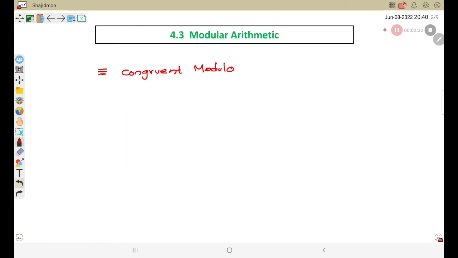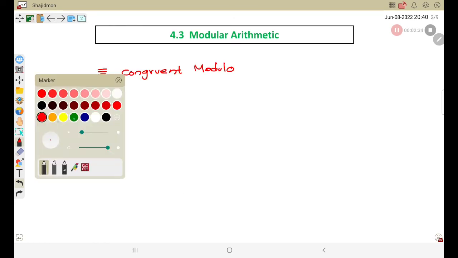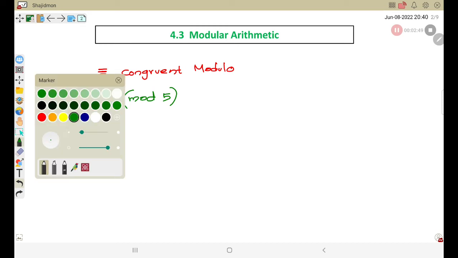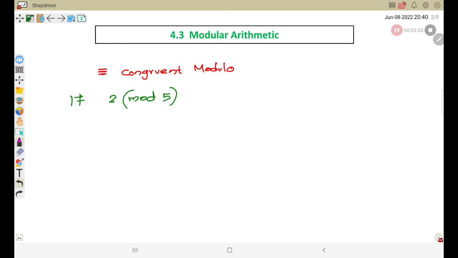For example, we can discuss this symbol with one example so that it is more clear. I am taking the numbers 17 and 2, modulo 5. Mod 5 we are using in short. Is 17 congruent to 2 mod 5 or not? That is the question we need to answer.